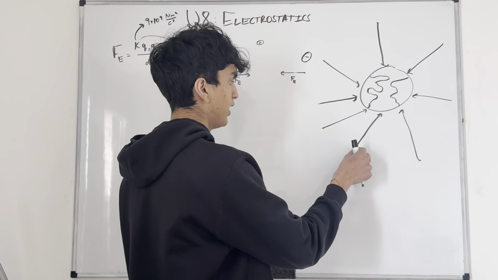But assuming it starts at rest, it's going to start moving this way. Or if it's moving this way, it's going to start moving in a circular orbit, because this tells us which way that force points.